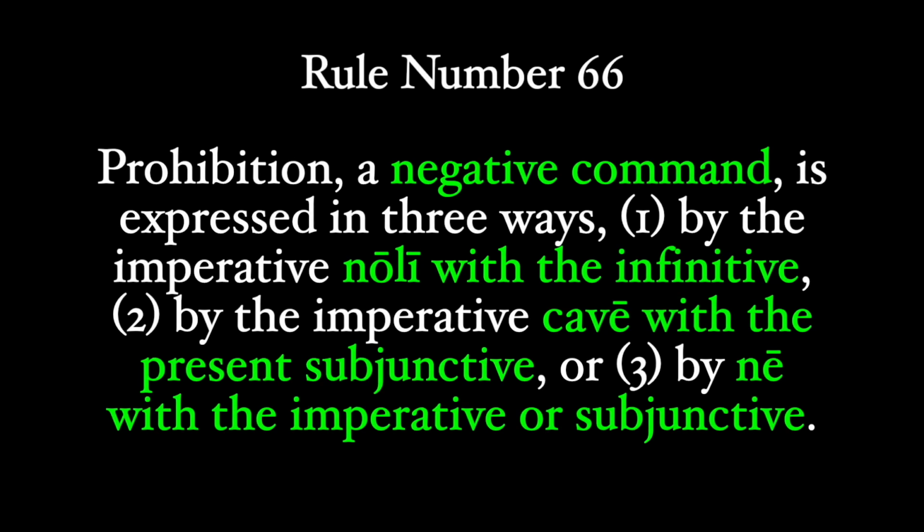And this is rule number 66. Prohibition, a negative command, is expressed in three ways. 1, by the imperative nōli with the infinitive. 2, by the imperative cavēte with the present subjunctive. Or 3, by ne with the imperative or subjunctive.